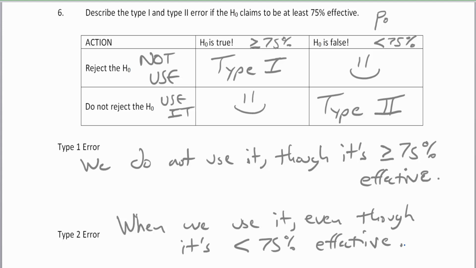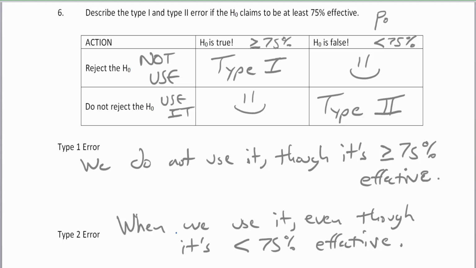Whatever it is, it could be a remedy, it could be something that's useful for a machine or for your home processes. But here the type 1 error is probably worse, because we should be using it, unless the type 2 error is safety equipment. Because with the type 2 error, if we use it and it's less than 75% effective, like maybe brake pads or airbags, maybe a type 2 error would be worse. So it's kind of a judgment call there.